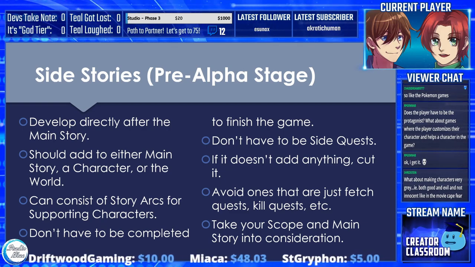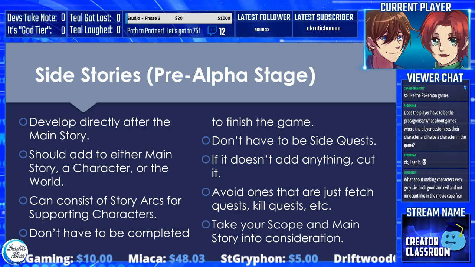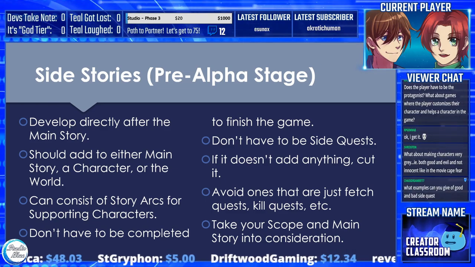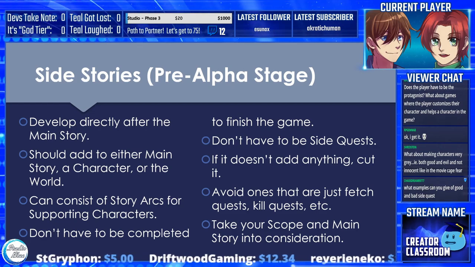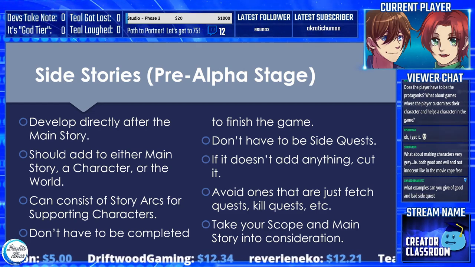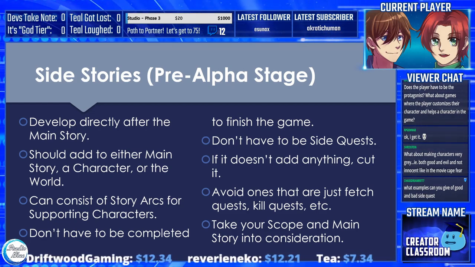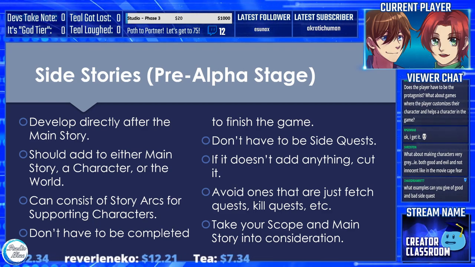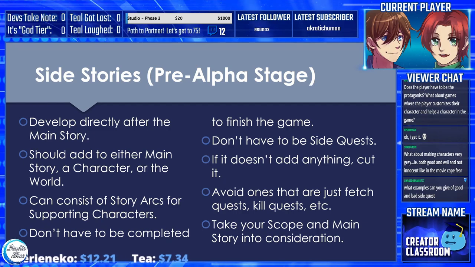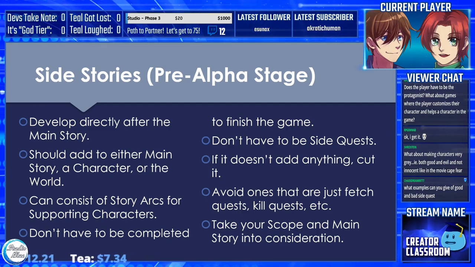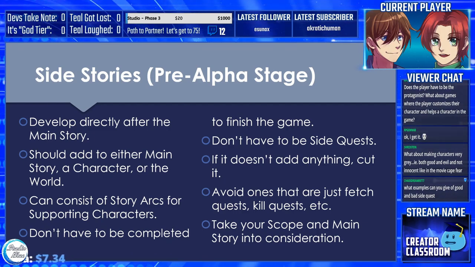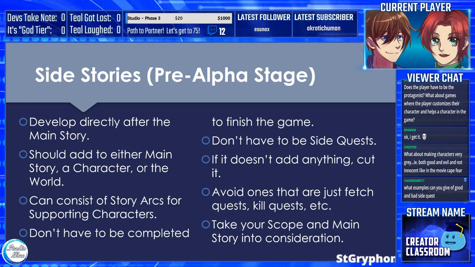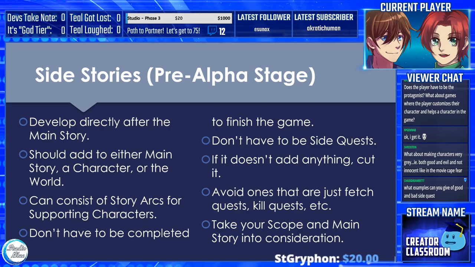All right, so the side stories. A big thing Teal brought up that I feel is most relevant to the RPG crowd out there is that they don't have to be side quests. They can be entire storylines that have full and complete starts, middles, plot twists, branching paths, and ends. Like a lot of the quest lines in the Elder Scrolls series, like Dark Brotherhood, College of Winterhold, Companions. Those are side stories. They don't have to just be side quests.